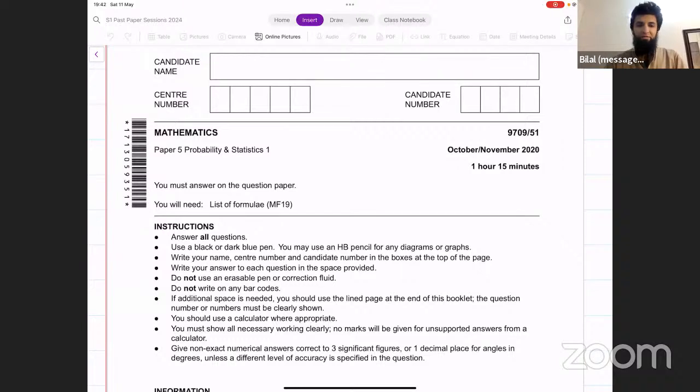Okay, everyone, let's begin with this then. So we are doing difficult questions from 3 papers in this particular session. November 2020, paper 5.1, paper 5.2, and paper 5.3. We want to have a look at these 3 papers today, difficult questions from them.